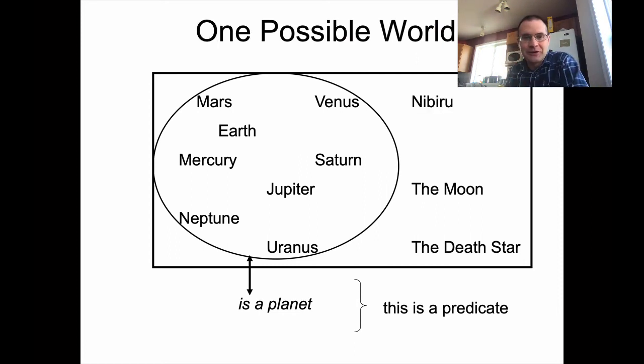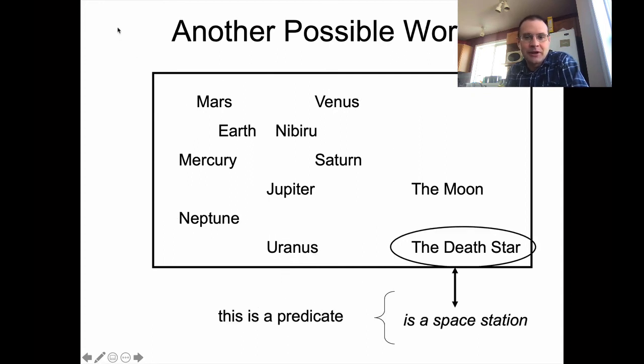This one corresponds a little bit better to the one we know, but there's other things in here like the moon and the Death Star. I don't think there's actually a Death Star in this world. But in this possible world that I'm describing here, the Death Star is a space station. So this is a smaller predicate because it only describes one object in this world, but that's how that works. You can just think of these things in terms of the sets that they apply to.